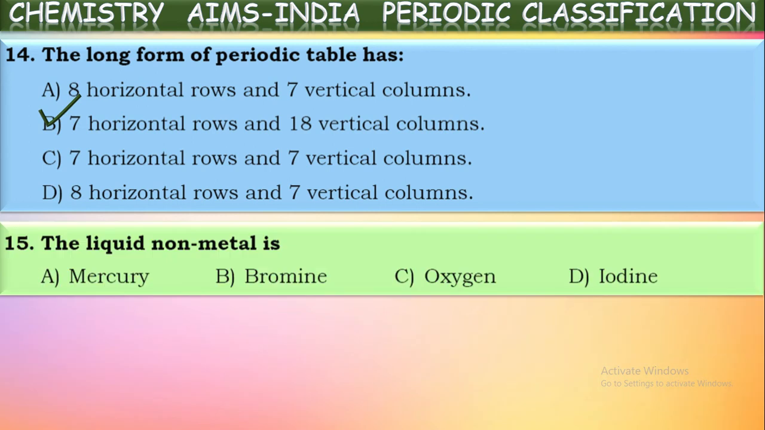Okay. Next, the liquid non-metal is. So there are only two elements in the liquid state in the overall periodic table at normal or room temperature. Those are mercury and bromine. Out of these two, mercury is a liquid metal, whereas bromine is a liquid non-metal. They asked here the liquid non-metal. So bromine is the liquid non-metal, whereas mercury is a liquid metal.